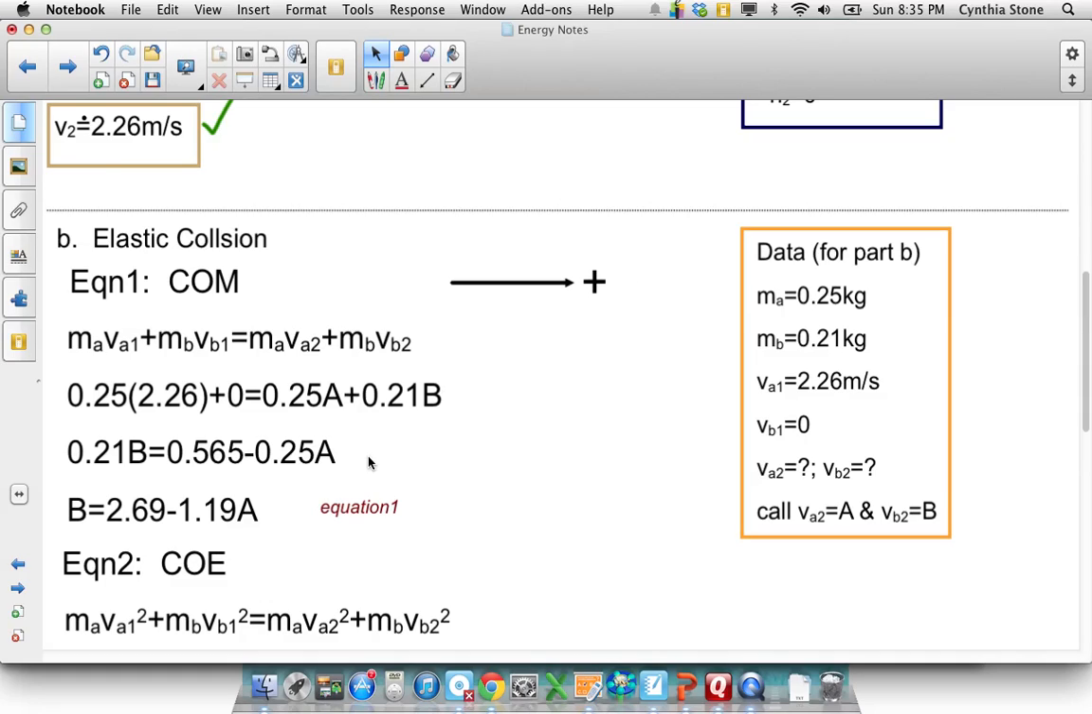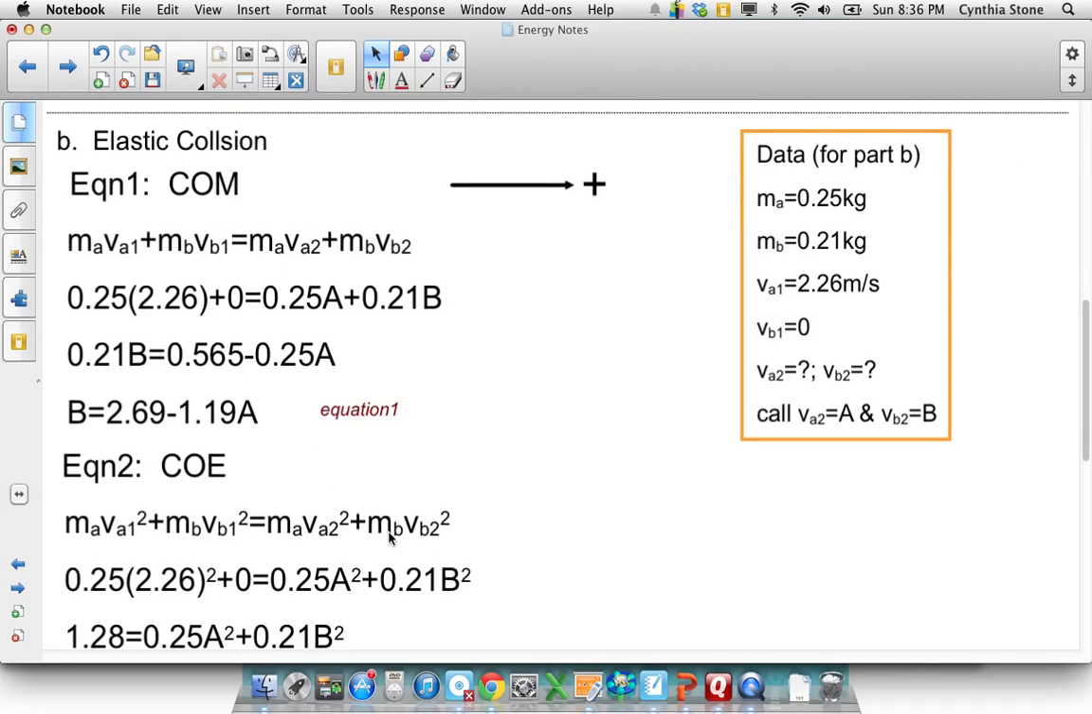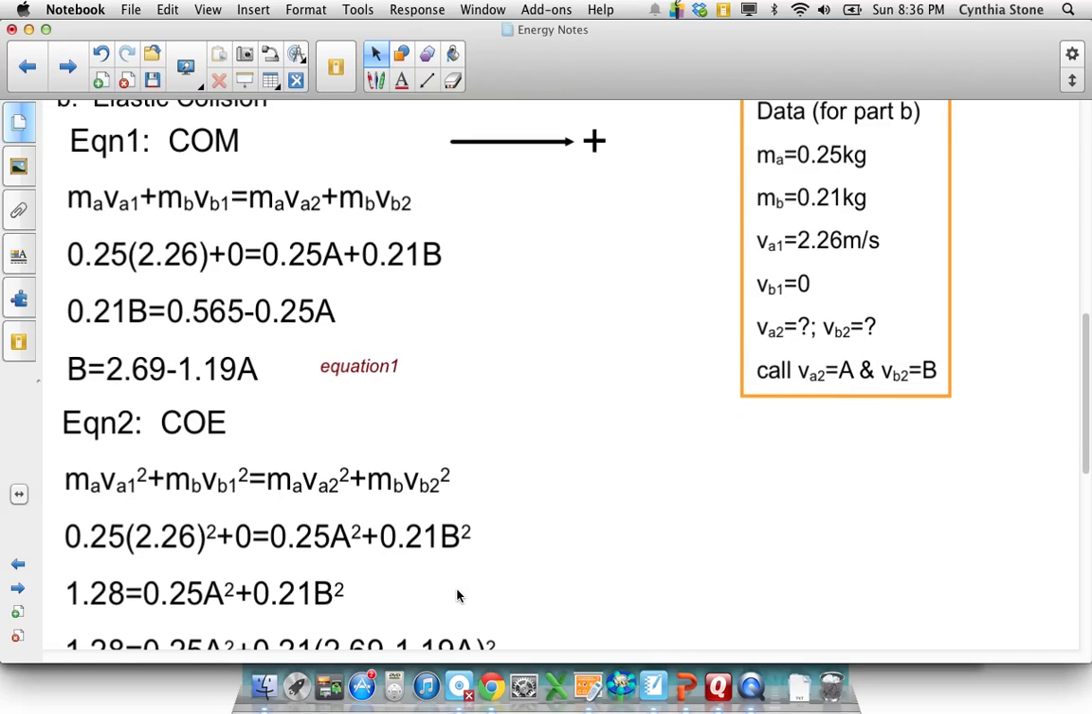So the velocity is a positive number, and then afterwards I've got MA VA2, which is just 0.25A plus 0.21B. So I'm going to get B by itself. Do the same thing I did last time. To get B by itself, this time if I go to this step and divide everything by 0.21, that's how I got B by itself. So that's my first equation. And now I have my conservation of energy. It kind of looks the same, but now I've got squares everywhere. So this whole bit squared is 1.28, 0.25A squared plus 0.21B squared. I'm going to apply substitution by substituting this in.